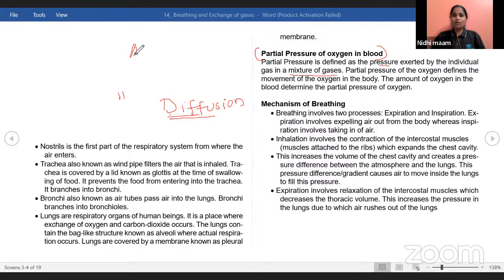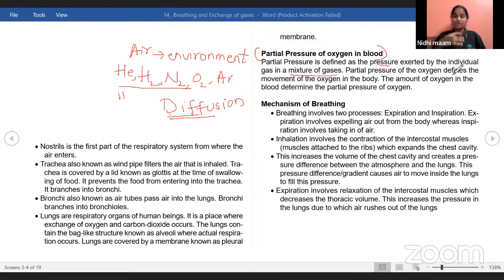So the air that we respire from the environment does not contain only oxygen. It contains many other gases, traces of helium, hydrogen, nitrogen, oxygen, argon. All these will be present in the air. In this mixture, the pressure exerted by an individual gas, let us say oxygen, is called the partial pressure of oxygen. The partial pressure of oxygen defines the movement of oxygen in the body.